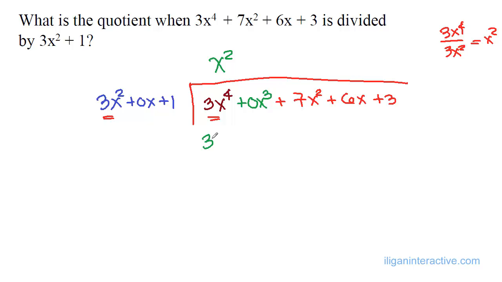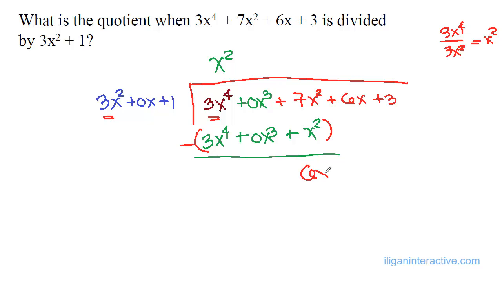So it will become 3x to the fourth plus 0x cubed, multiplied by this, plus x squared. Okay, and we subtract, meaning this whole term is subtracted from the top. So that cancels out, and here we also have 7x squared minus x squared, which will be 6x squared, and we can just copy down the rest of the terms above.